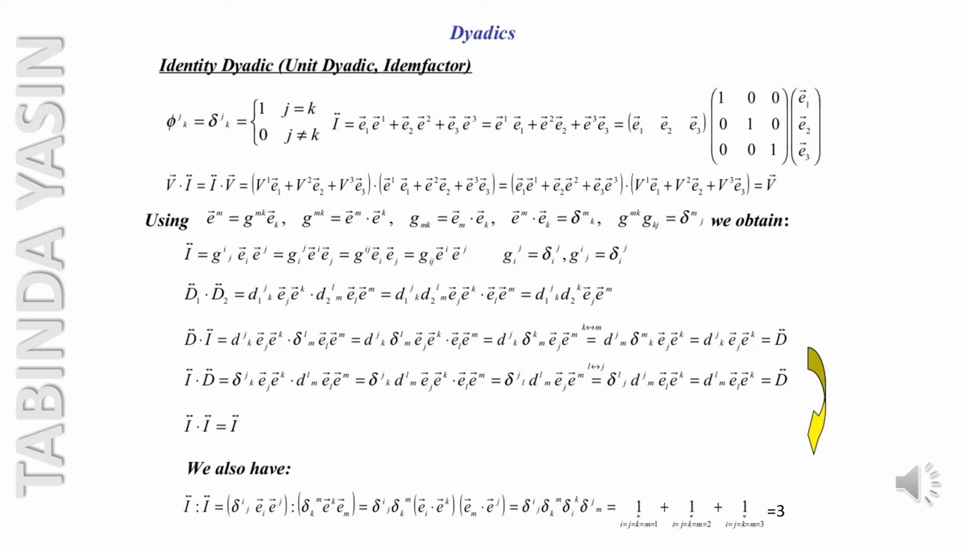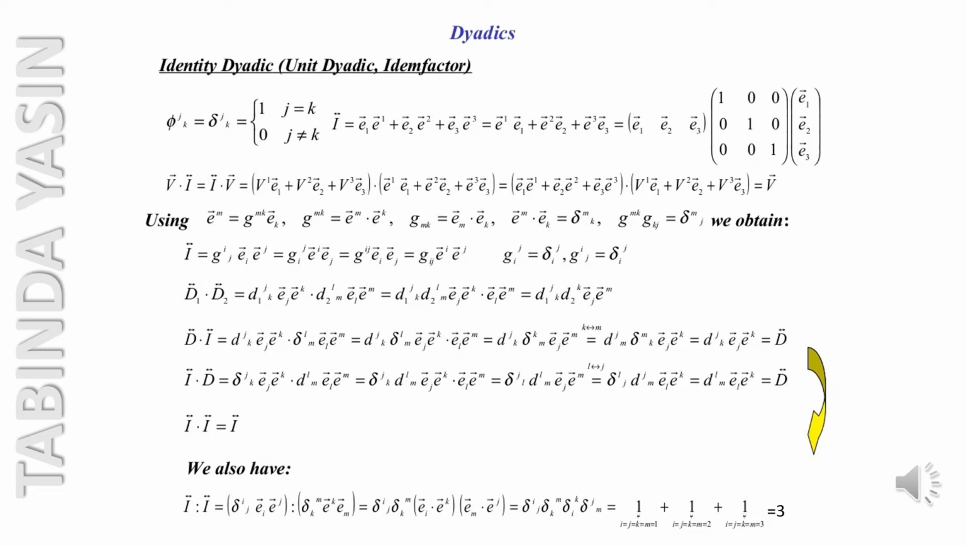Now the identity dyadic, or unit dyadic, that is phi_jk equal to delta_jk, that is 1 or 0. It is 1 when j is equal to k, and 0 when j is not equal to k. So the dyadic is equal to e1 e^1 plus e2 e^2 plus e3 e^3. We write it in component form, in a matrix form: we have e1, e2, e3, and a unit matrix, and then the column e1, e2, e3.